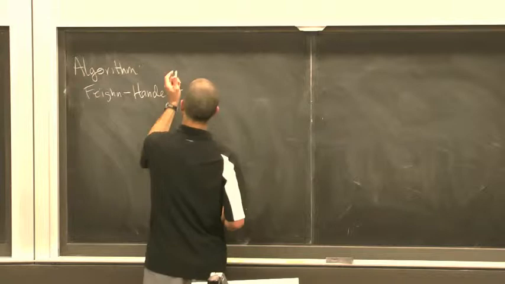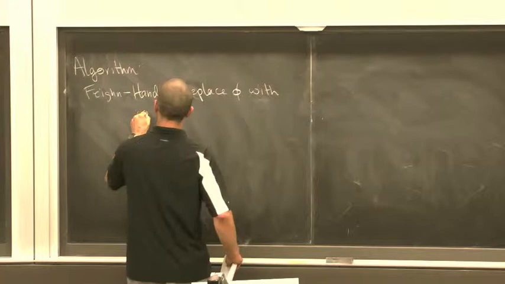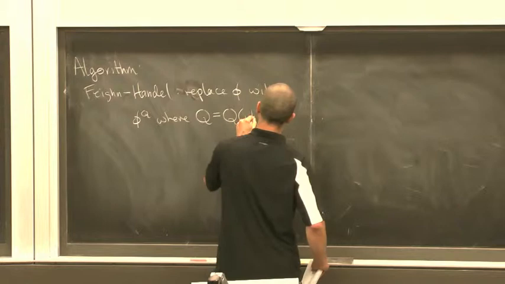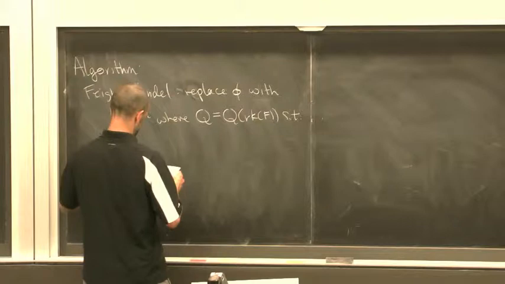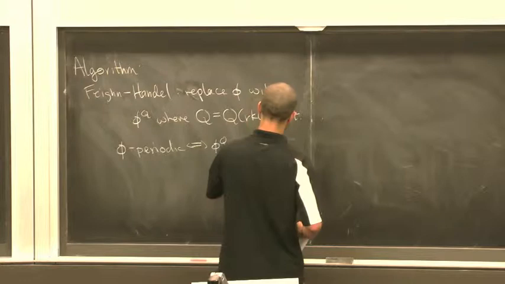So I can replace phi with phi to the Q, where Q is just dependent on the rank of the free group, such that phi-periodic is the same thing as saying that it's invariant under phi to the Q. Okay, so I never have to worry about periodic things. I can just look for invariant things.